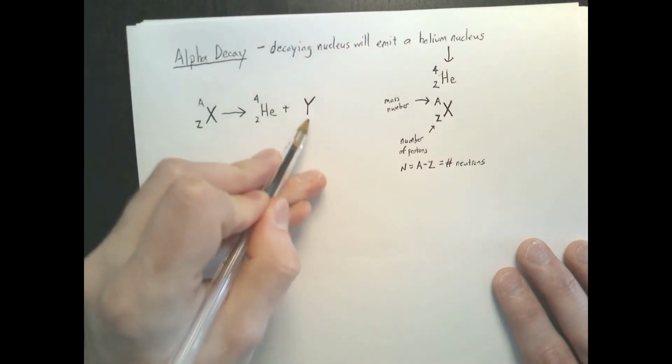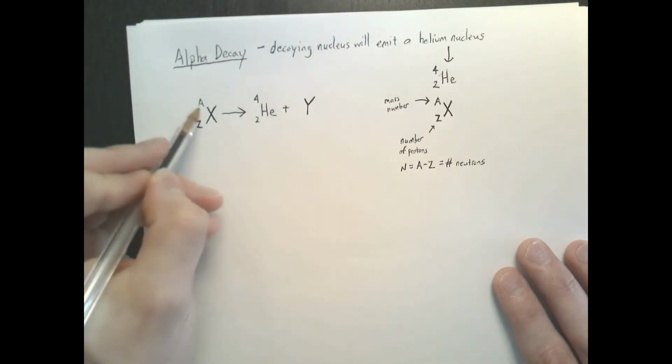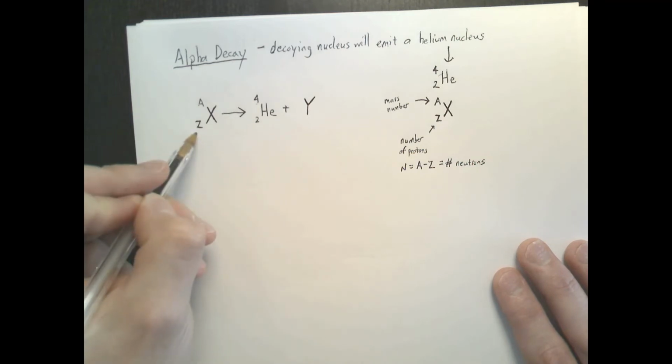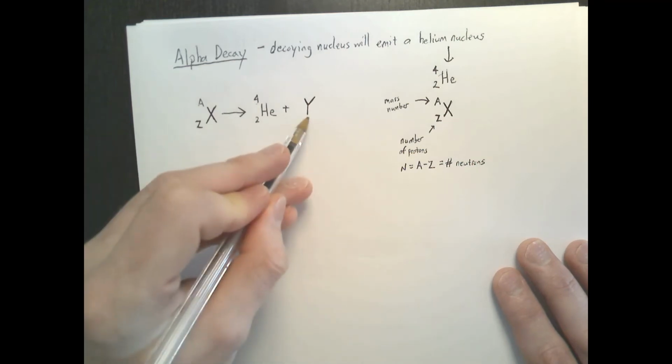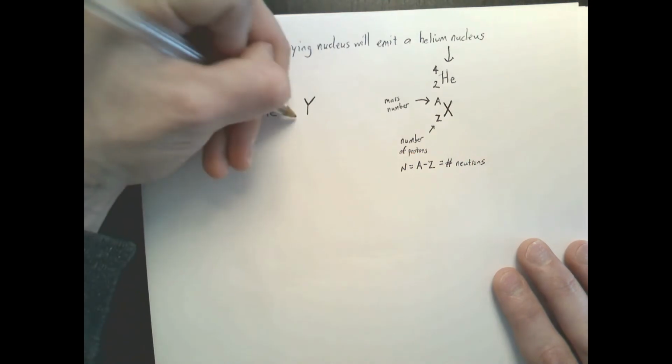What happens is that for this new element, we have to conserve both particle number A and charge Z. So what happens is this is going to have Z minus 2.